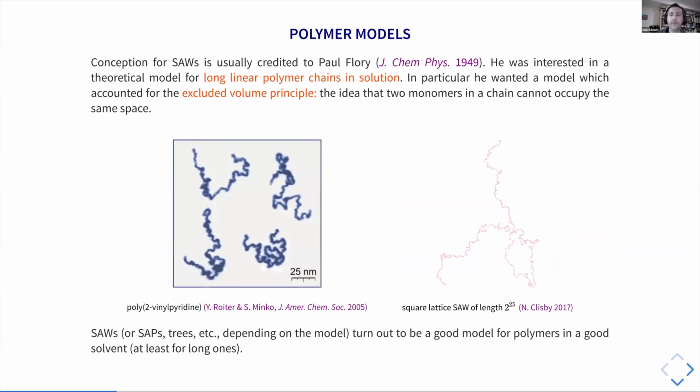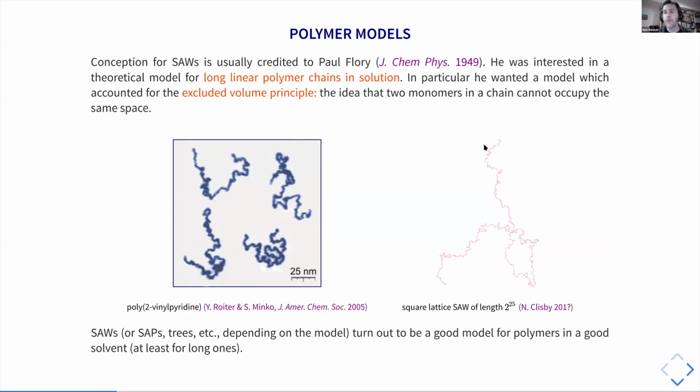Okay, so a little bit of motivation. Self-avoiding walks and self-avoiding polygons, of course, are useful as models of polymers. And in fact, they were originally introduced by chemists who were interested in understanding polymers. The conception of self-avoiding walks is usually credited to Paul Flory, who was trying to come up with theoretical models of polymers. For example, here are some real world polymer molecules, and here's a very long self-avoiding walk on the square lattice that was generated by Nathan Clisby.